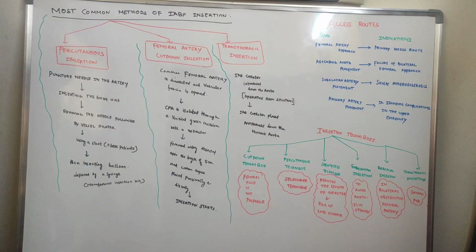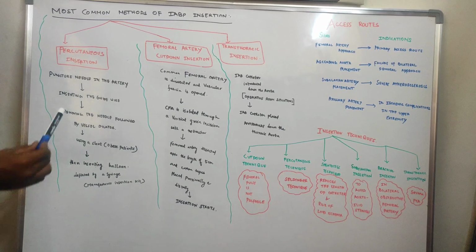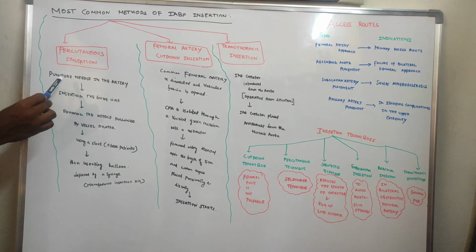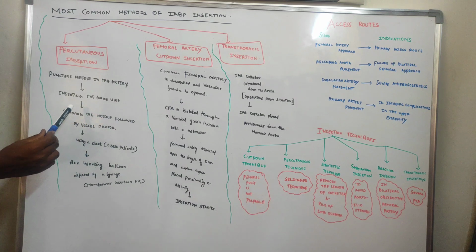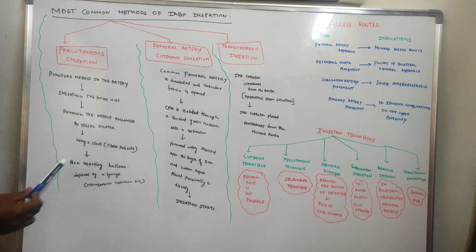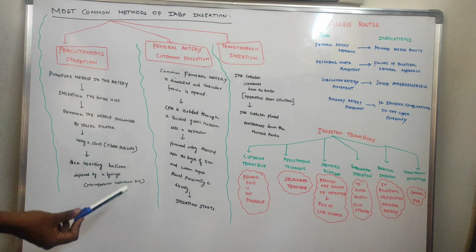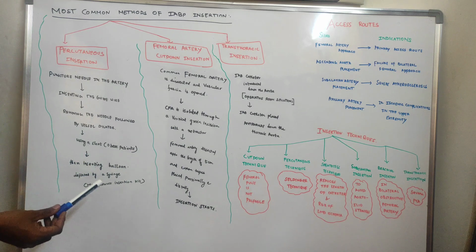Most common methods of IABP insertion. One is percutaneous insertion, in which we puncture the needle in the pricked artery, then insert the guide wire, remove the needle followed by a vasodilator, using a sheath in obese patients, then insert the balloon, which is deflated by a syringe according to the manufacturer's insertion kit.